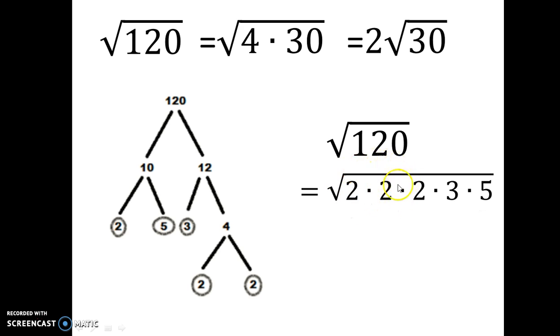Again, anytime you see a pair of numbers, we can remove that from under the root. So 2 times 2, we take that 2 out, and 2 times 3 times 5 remains under the root. 2 times 3 is 6, times 5 is 30, so there's a 30. So again, from that pair, 2 came out, the rest of them remained under there. And it's the same answer as here.